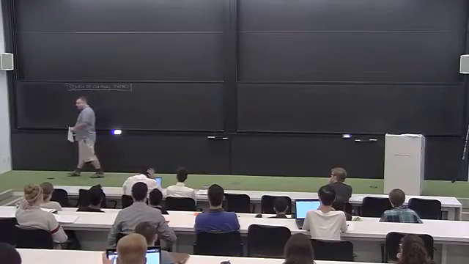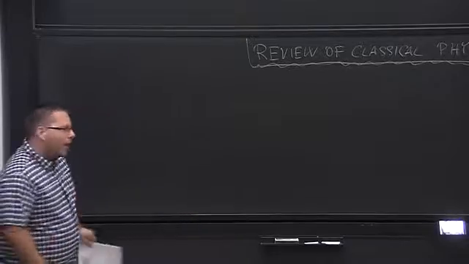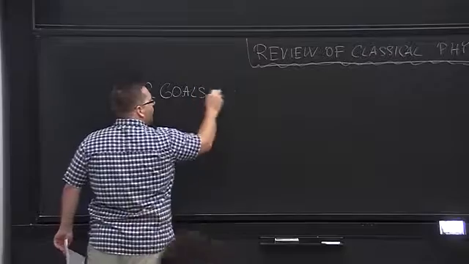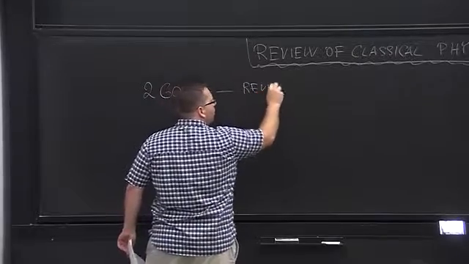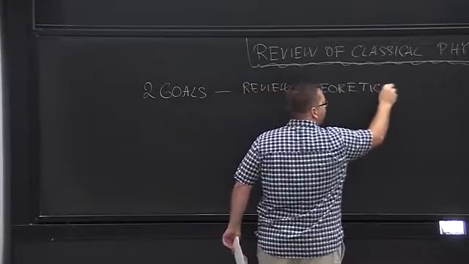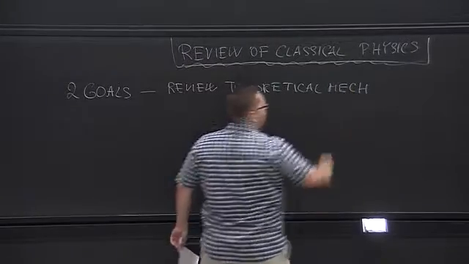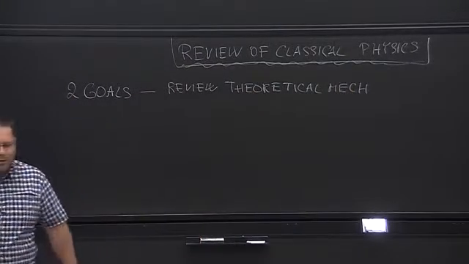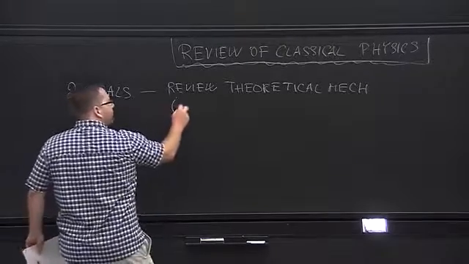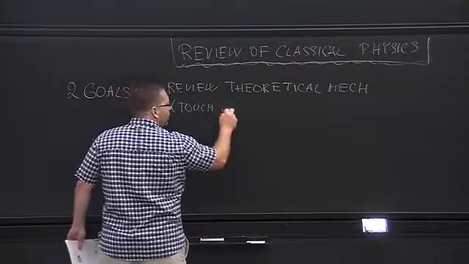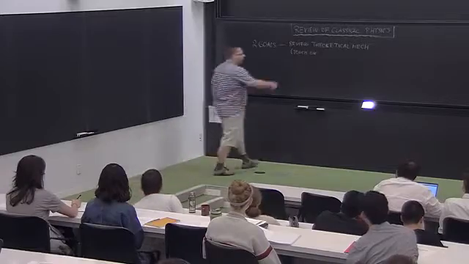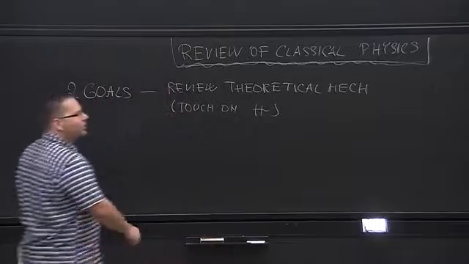So this course is going to be about review of classical physics, and I have basically two goals. One of them is to review theoretical mechanics, and so I will first basically review whatever you should know already from your undergraduate studies, and then I will also touch on some advanced topics. These advanced topics will be Hamilton-Jacobi theory. If you had a very good course on theoretical mechanics, you already know what it is.